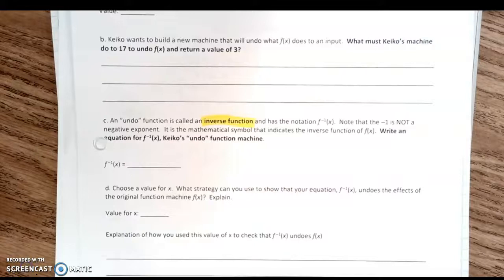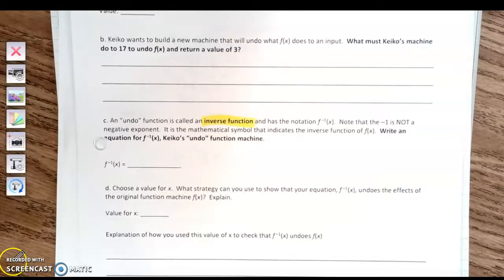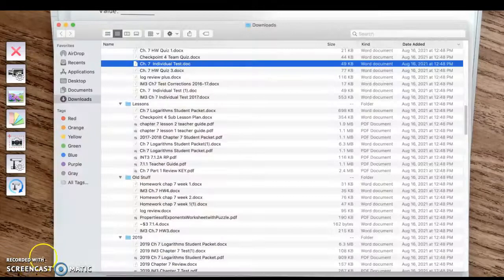And you can start working on the review preview. All right. Let's see.